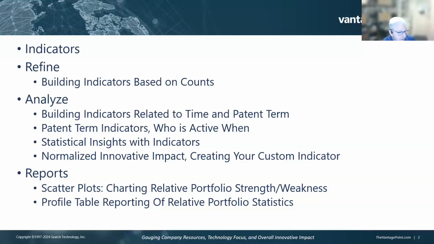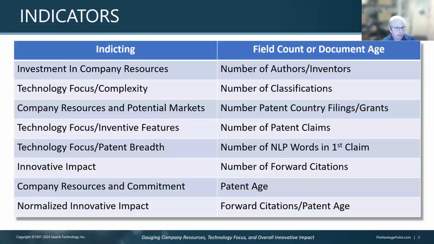We're going to apply that within certain functions or capabilities in the reporting area of VantagePoint, demonstrating scatter plots using count information, and then how you can take this data and put it into a profile table and export that into Excel, and develop it further in Tableau or whatever capabilities you have outside of the tool. So what do I mean by indicators?